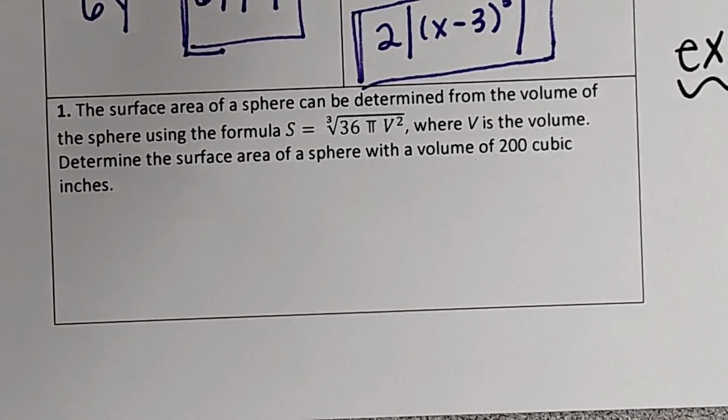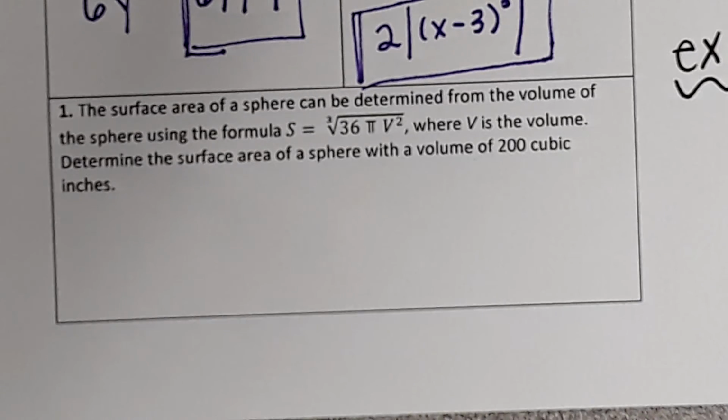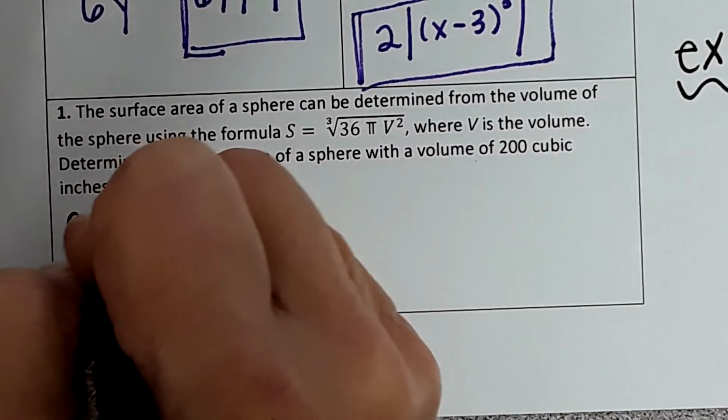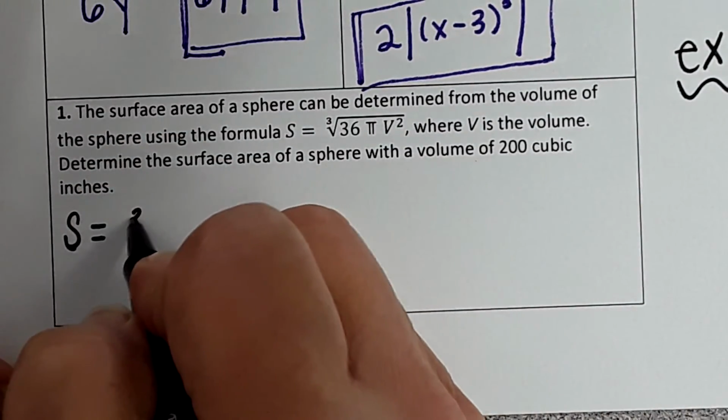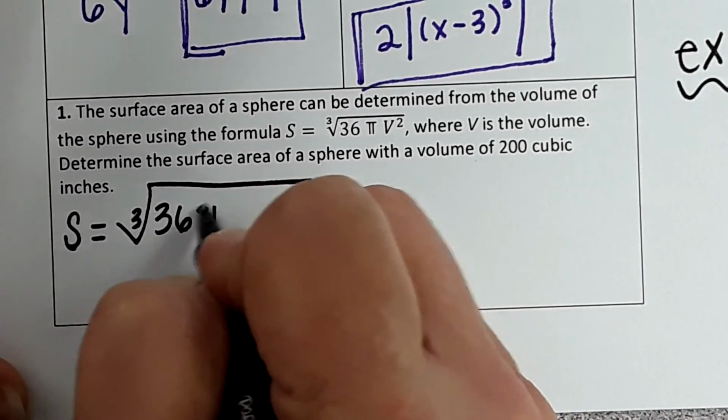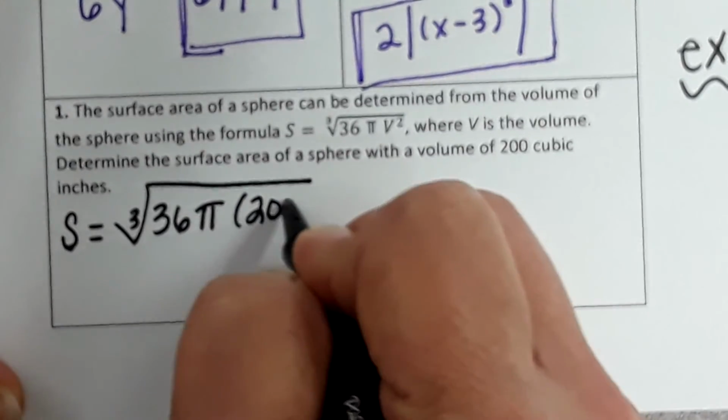The surface area of a sphere can be determined from the volume of the sphere using the formula S equals the cube root of 36 pi V squared, where V is the volume. Determine the surface area of a sphere with a volume of 200 cubic inches. So what we're going to do is put S equals the cube root of 36 pi times 200 squared.